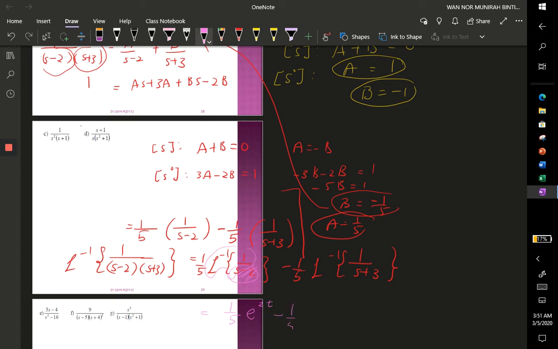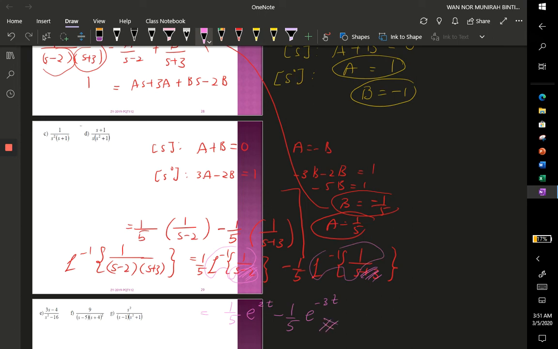Minus 1 over 5, 1 over S plus 3 is 1 over S minus A, so your A is negative 3. So I take out e^(AT), then take the Laplace inverse of 1 over S, which is 1. So this is your solution.